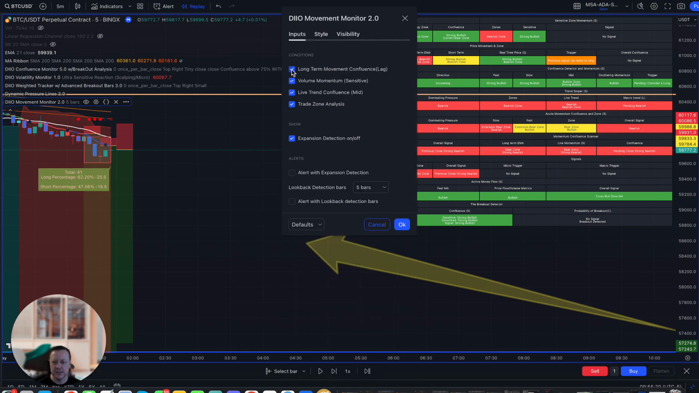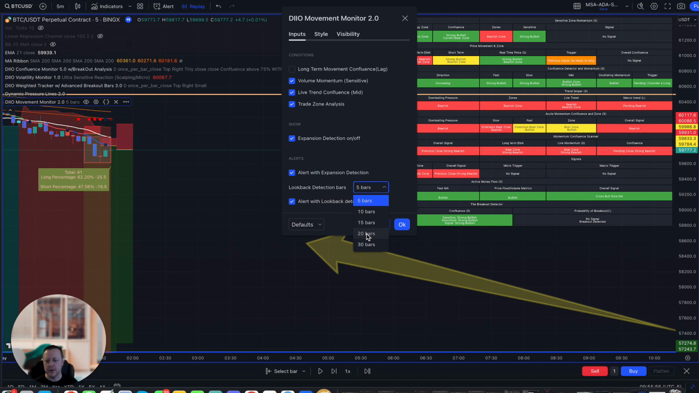Same thing with input. If you want to make it more sensitive, you can remove this long-term movement confluence lag. If you want to have the red dots show up, you would check this. If you want them gone, you uncheck it. And then if you want your alerts to have expansion detected included as a prerequisite, you check this box. If you want to have your alerts with look-back detection bars at the rate of a look-back period of 5 included, then you would check this box, right? So whatever you have here is what it's going to check.